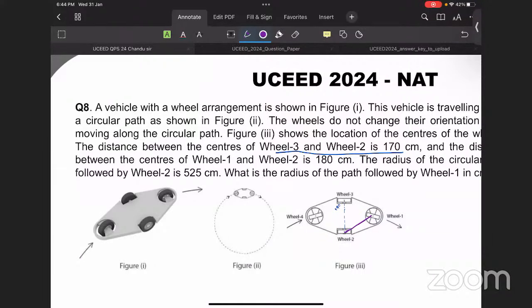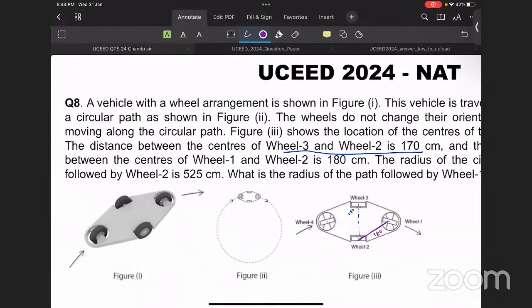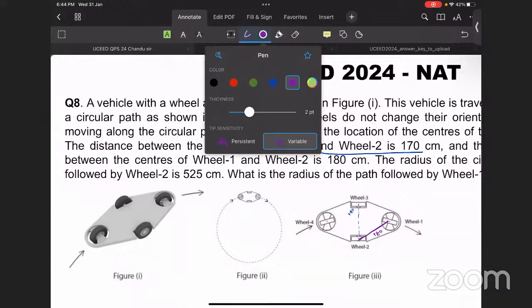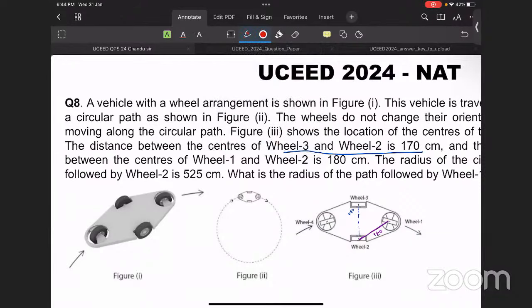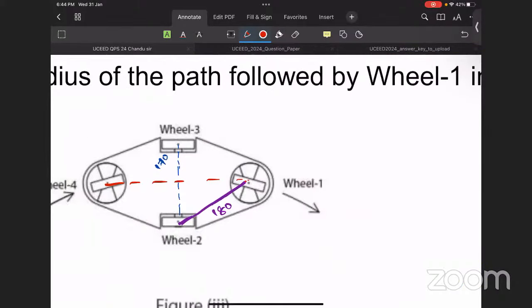What is that distance between wheel 1 and wheel 2? It is 180. Let me connect wheel 3 and wheel 1 and wheel 4. For solving this question, I'm connecting the centers of wheel 1 and wheel 4. So I just got a triangle here. Let me highlight my triangle.